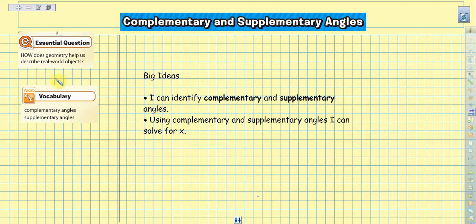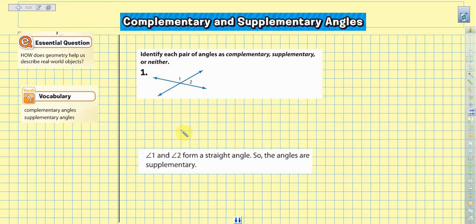Okay. The central question is, how does geometry help us describe real world objects? And our vocabulary is complementary angles, supplementary angles. So here we go. Okay, so we need to know what a complementary angle and a supplementary angle is.